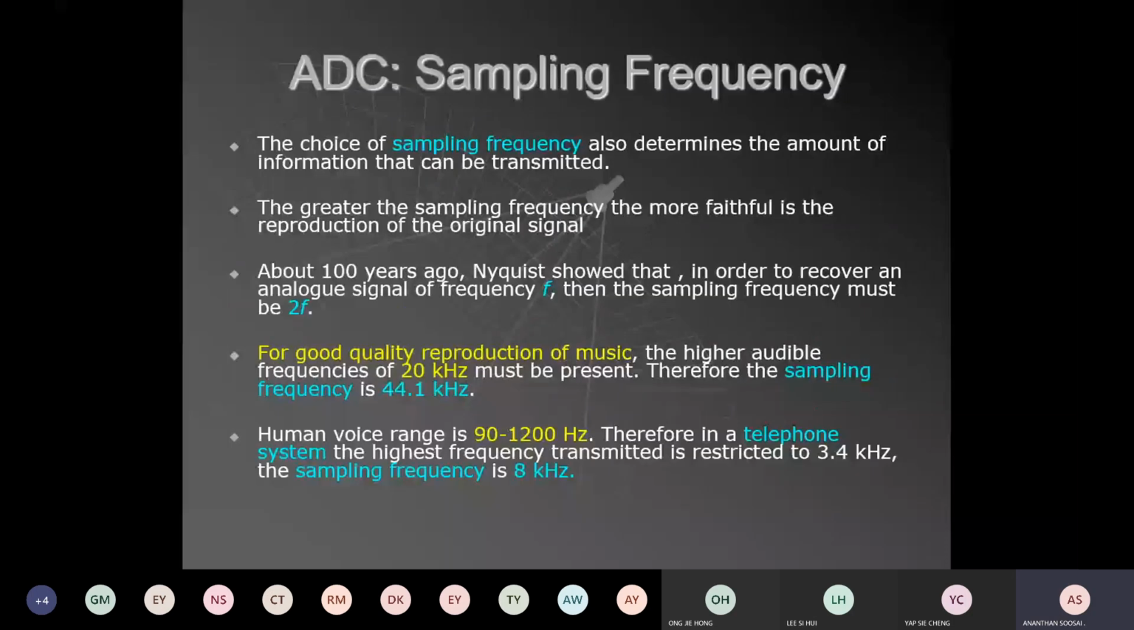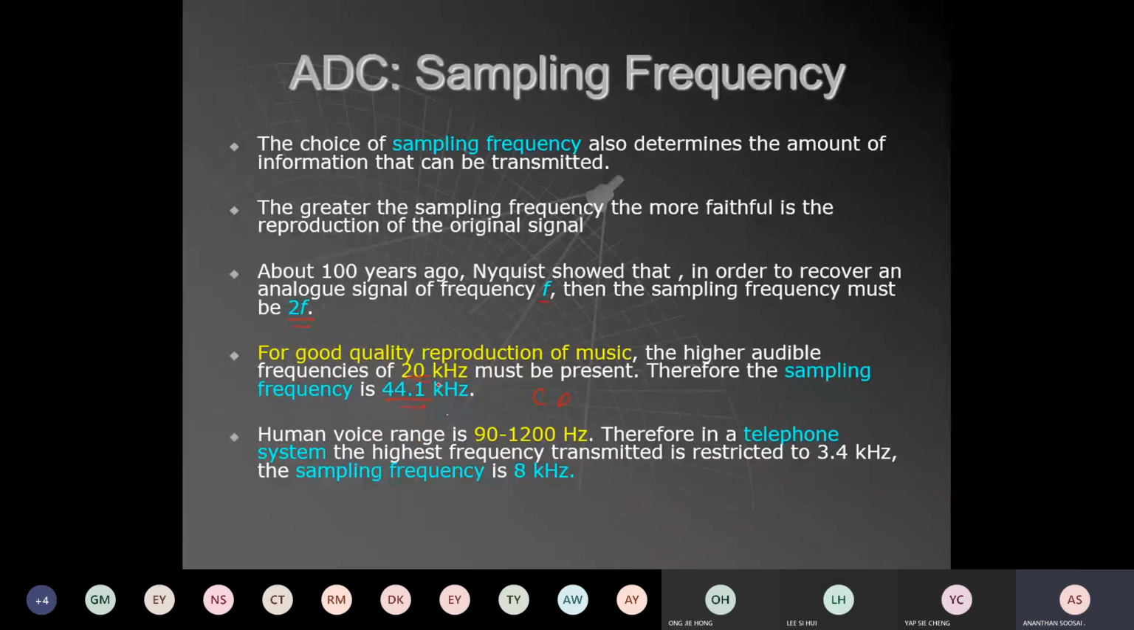So in order to recover the analog signal of frequency f, the sampling frequency must be at least 2f. For good quality reproduction of music, the highest audible frequency is 20 kilohertz. We can listen up to 20 kilohertz. The sampling frequency they use is 44.1 kilohertz. Your CDs are all digitalized at a sampling of 44.1, at least more than 2 times is used. Your phone signal is also digitalized.